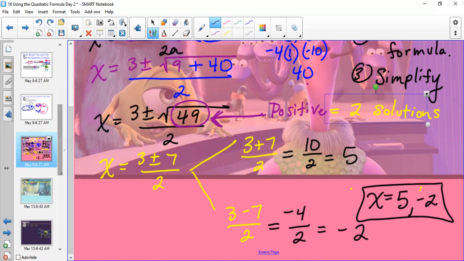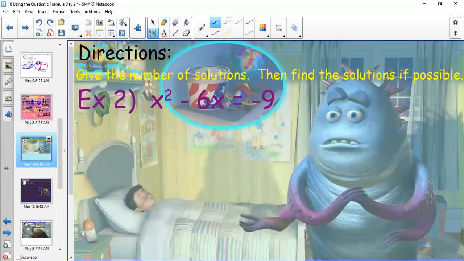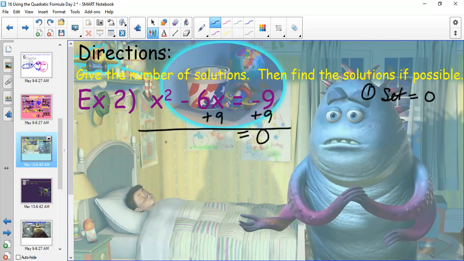All right, let's try another example. This one's a little bit different because one side is not equal to 0. So remember your steps. Step 1 is set equal to 0. So we need to make this right side 0. I'm going to do that by adding 9 to the other side. Remember, we want the left side to be in standard form, so highest exponent to lowest exponent.